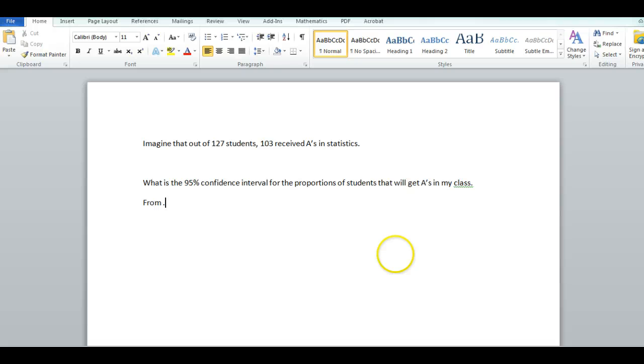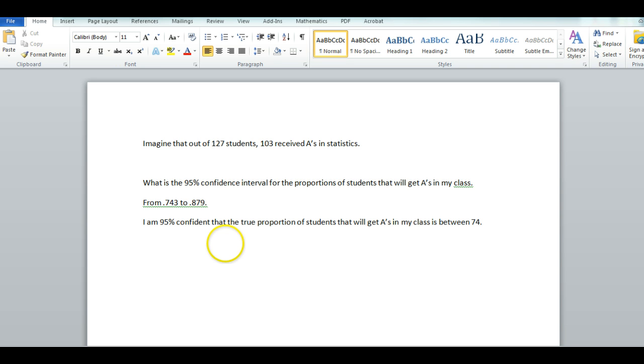From 0.743 up to 0.879. So I would interpret this as I am 95% confident that the true proportion of students that will get A's in my class is between 74.3% and 87.9%.